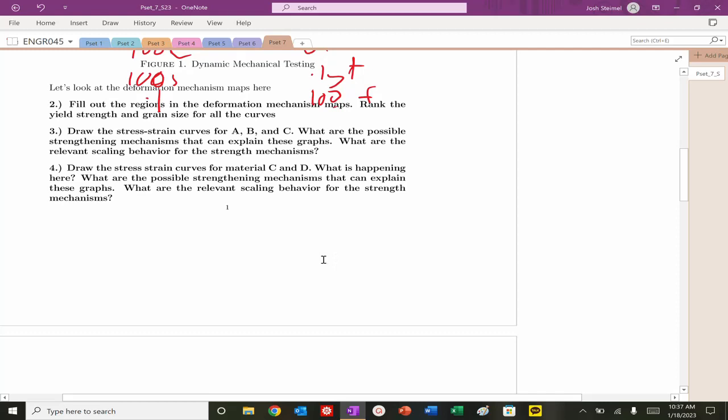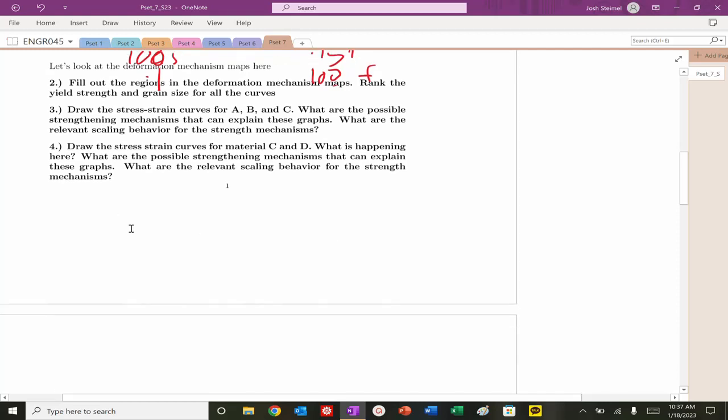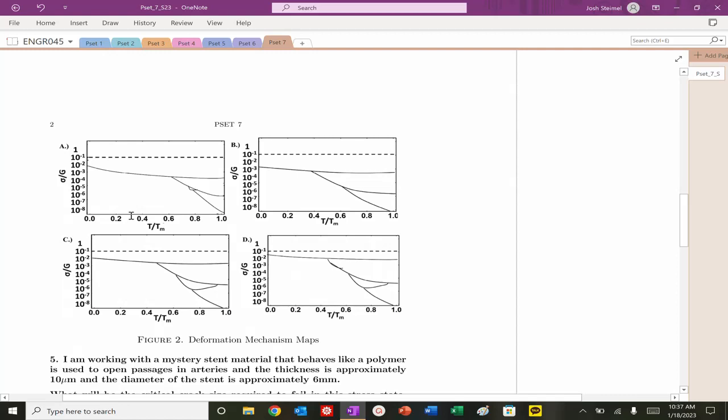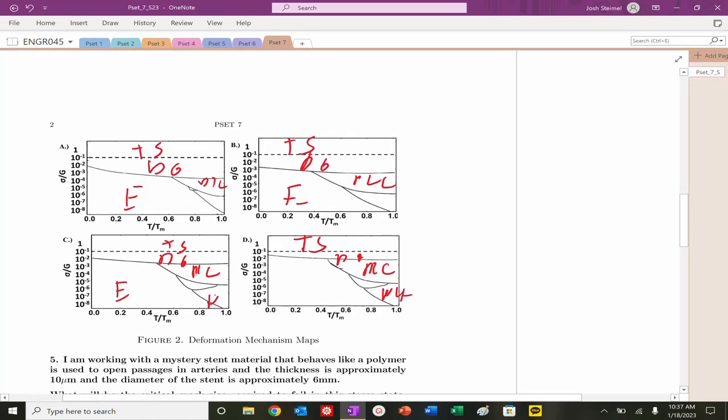Fill out the regions of the deformation mechanism maps. Rank the yield strength and grain size for all curves. So we know this is theoretical strength, and this is dislocation glide. We know the top is power law creep, PLC. What else do we have here? Elastic. We know the rightmost is Nabarro-Herring, and Nabarro-Herring here. And then this is Coble, and this is Coble, and this little guy is Coble.